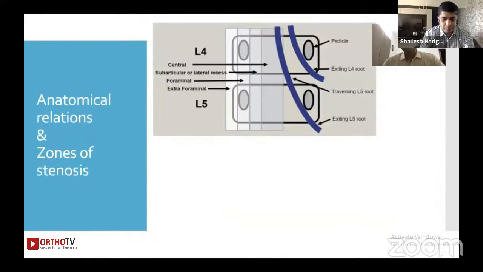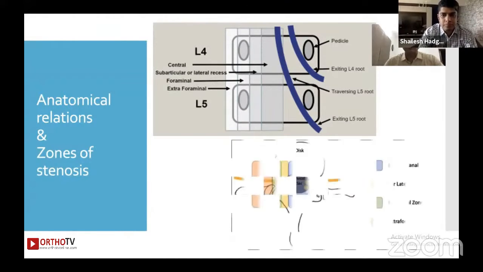The most important concept is regarding the exiting nerve root or the traversing nerve root. So if we take a look at the L4-5 disc, the nerve root that traverses through and exits at the level below the L4-5 disc space would be the traversing nerve root, which would be the L5 in this case. Whereas the one that exits at the same level, that is the L4 nerve root, would be the exiting nerve root. As the L5 goes below, it becomes, from the traversing root, the exiting root at the L5 level as well.